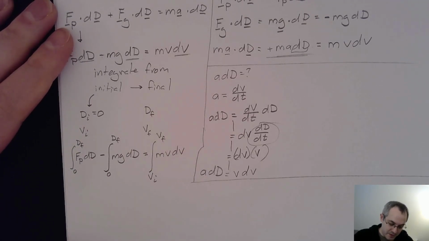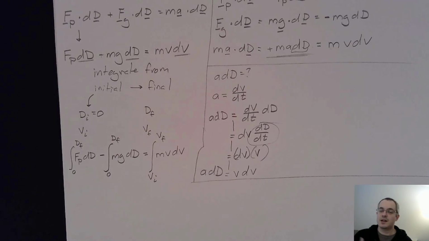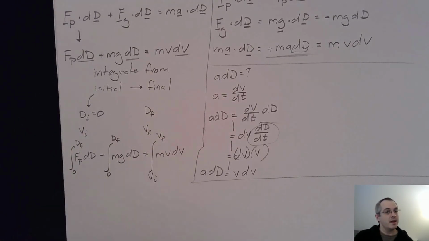So doing up this integral, what we get is, if we assume constant forces, then the FP could come out of the integral. If we don't assume constant forces, well, we would need to know what some functional form of FP is, so that way we would be able to integrate it. But let's just assume constant forces for now. It's no different if you didn't have constant forces. Like I said, you just need to be able to find out what the antiderivative of it is.